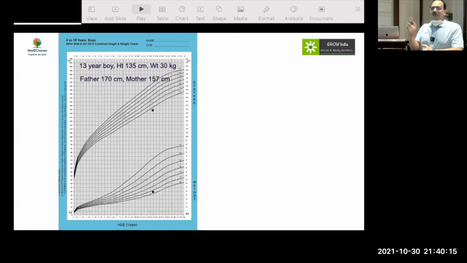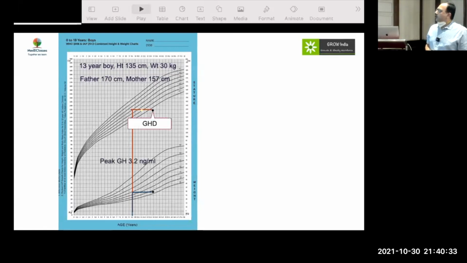No, is he short or not? That's first. He's not short. He's obviously short. Is he short for the family? This is the height age, this is the weight age. So he is equivalent to 9.5 years. At 13 years, he's 3.5 years behind. Next question is family. Now the familial height is not bad. It is 170 centimeters. So he's good.